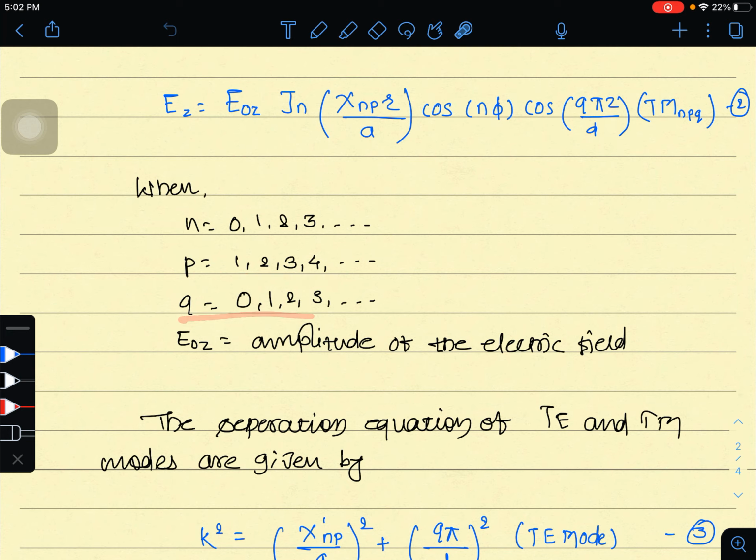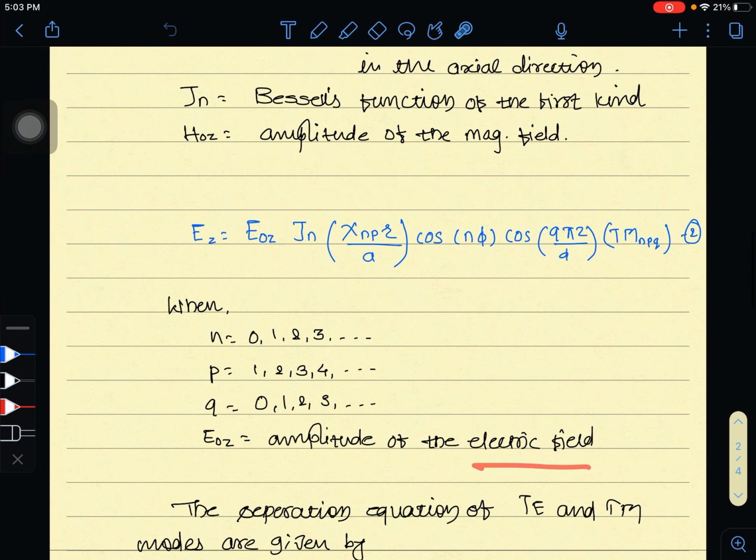And what is the value of q? Q is 0, 1, 2, 3, and so on. And what is the meaning of this E0Z? This E0Z is the amplitude of electric field. And what is the H0Z? It is the amplitude of magnetic field.